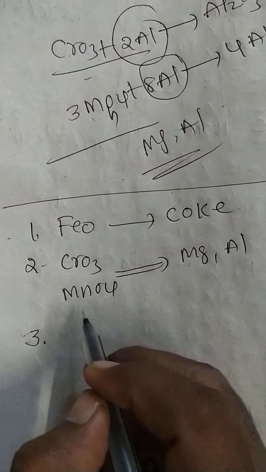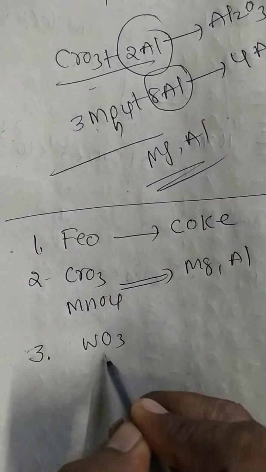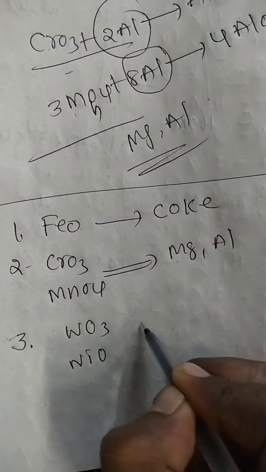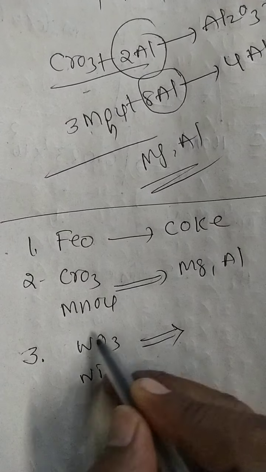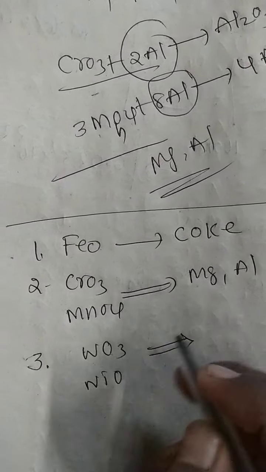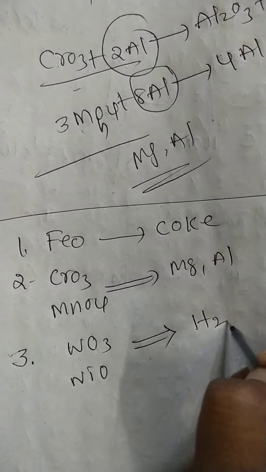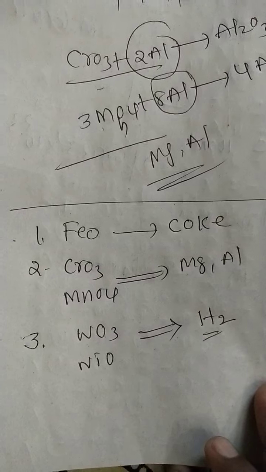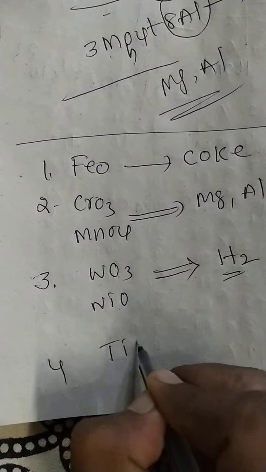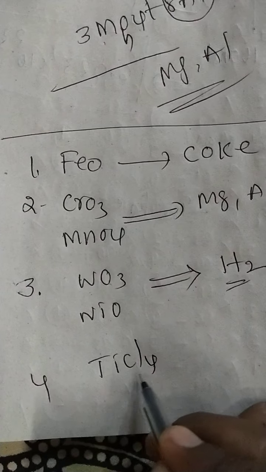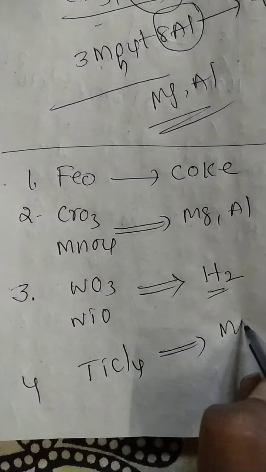And the third one is, for example, tungsten trioxide and nickel monoxide. In compounds like WO3 or NiO, the oxygen is removed using hydrogen gas. This is the most important, my dear students: using hydrogen gas. And the fourth one is titanium tetrachloride. Here chlorine is there, not oxygen. This chlorine is removed using magnesium.